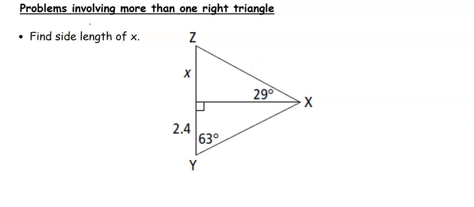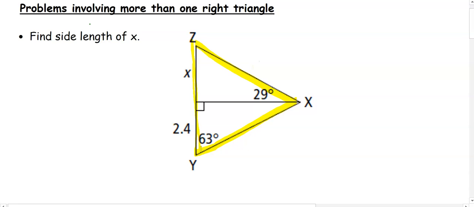Today we're going to look at problems involving more than one right triangle. So if I look at this diagram, I can see three triangles. I can see two right triangles and one large non-right triangle. So that yellow triangle is not a right triangle.